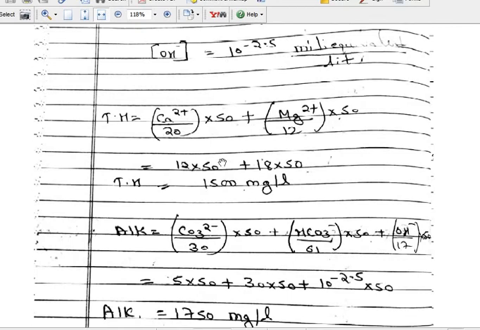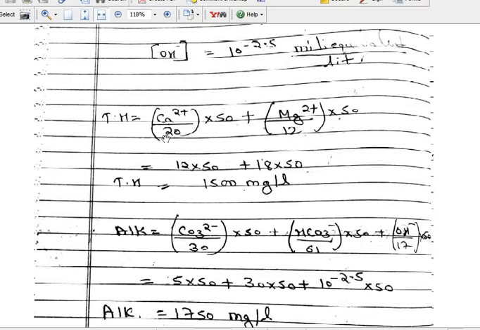So if we use milliequivalent values, then total hardness is, when you use milliequivalent, directly this value will come into 50, plus magnesium 2+ divided by 12 into 50. This is the formula when you use the milliequivalent. Otherwise, if you have confusion, you can convert the milliequivalent to mg per liter. That also you can do. So you can do it either way.